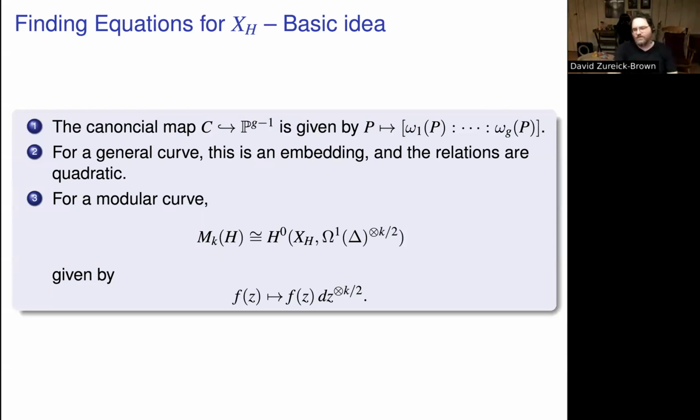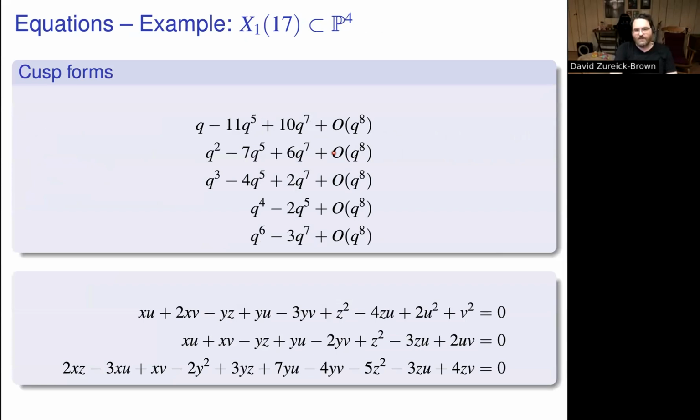So actually for the equations, the basic idea goes back at least to Galbraith, but probably older than that, which is, okay, the canonical map for a non-hyperelliptic curve given by differentials. Generally, this is an embedding. Generally, the relations are quadratic, and you know how many there are. For a modular curve, differentials are modular forms, or at least differentials with some controlled poles. So when computing equations of modular curves, you can exploit the fact that you know the power series expansions at infinity of the differentials to facilitate linear algebra.